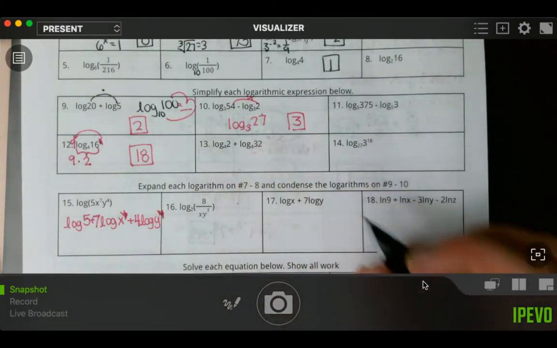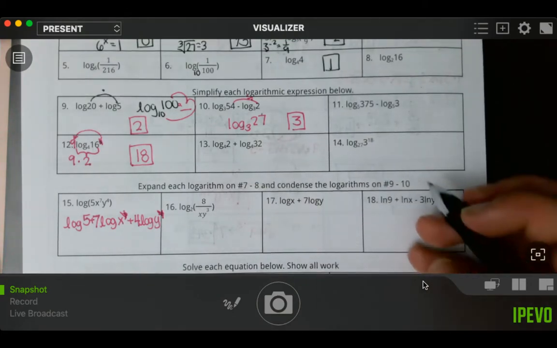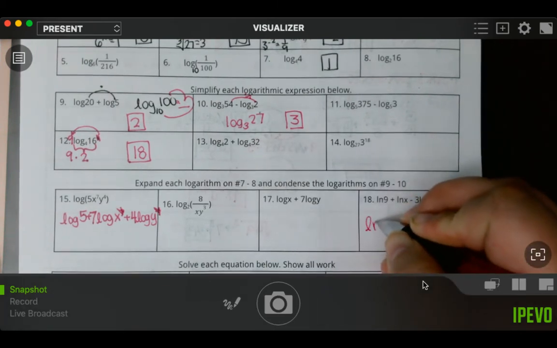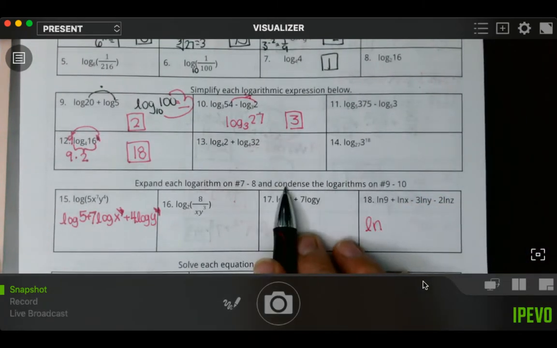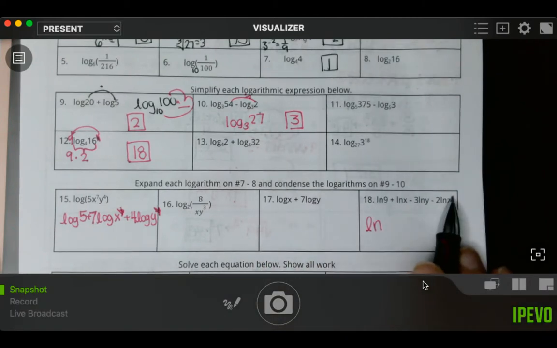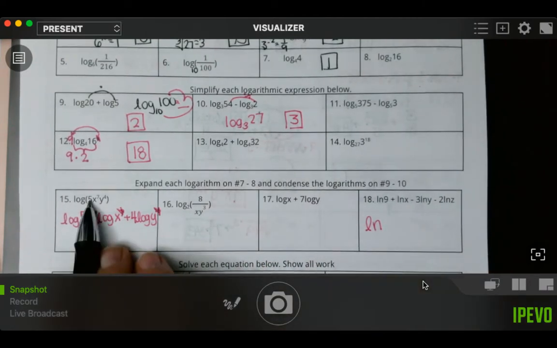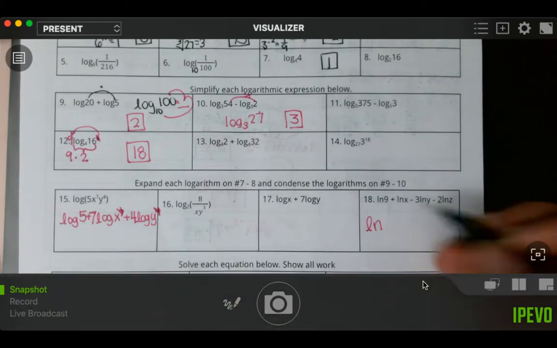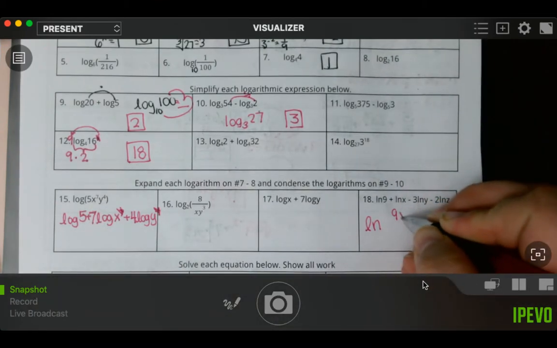On this one, actually let's go ahead and go down to 18. I've got the ln. It's another type of log. It's called the natural log. So I'm going to put all of these together. Now I'm trying to condense. That means it's already separated, and I'm going to try and make it look like one, like this one. Since these two are being added, we'll do 9 times x, or 9x.